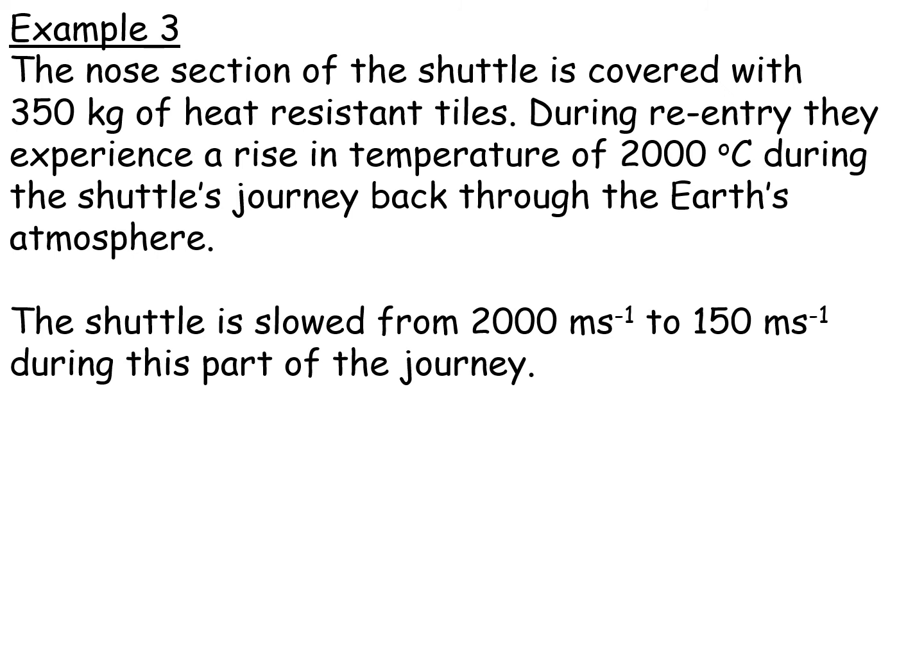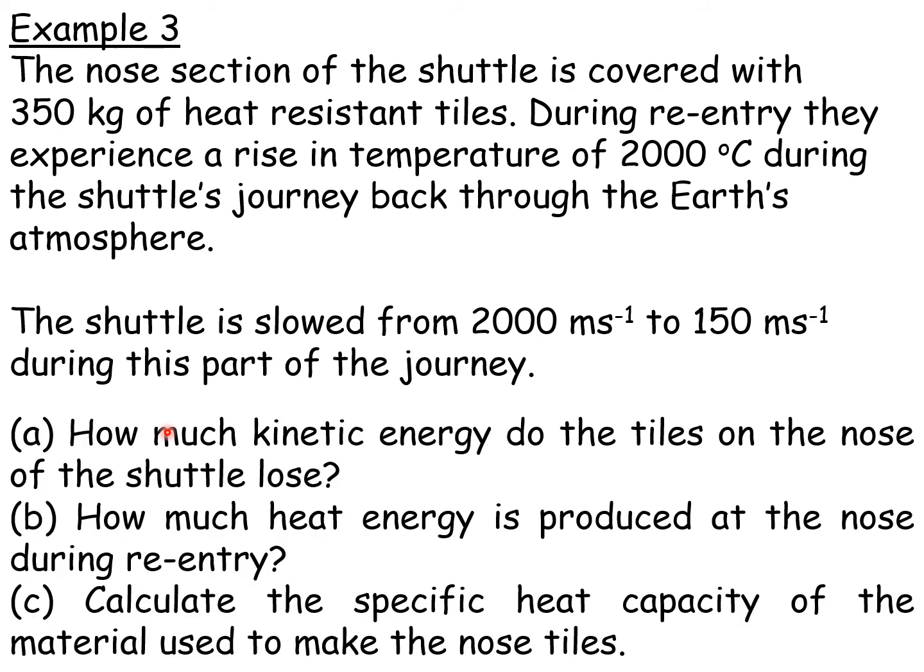Okay, this is the final example, and this says the nose section of the shuttle is covered with 350 kilograms of heat-resistant tiles. During re-entry, they experience a rise in temperature of 2000 degrees Celsius during the shuttle's journey back through the Earth's atmosphere. The shuttle is slowed from 2000 meters per second to 150 meters per second during this part of the journey, and there are 3 questions to answer. So again, pause the video, have a go at this yourself. I'm going to take you through each one over the next couple of slides.